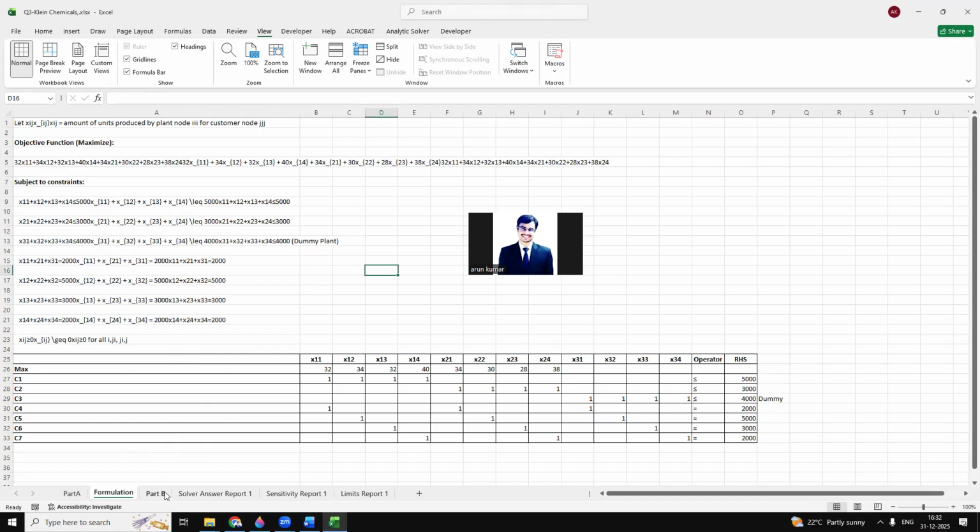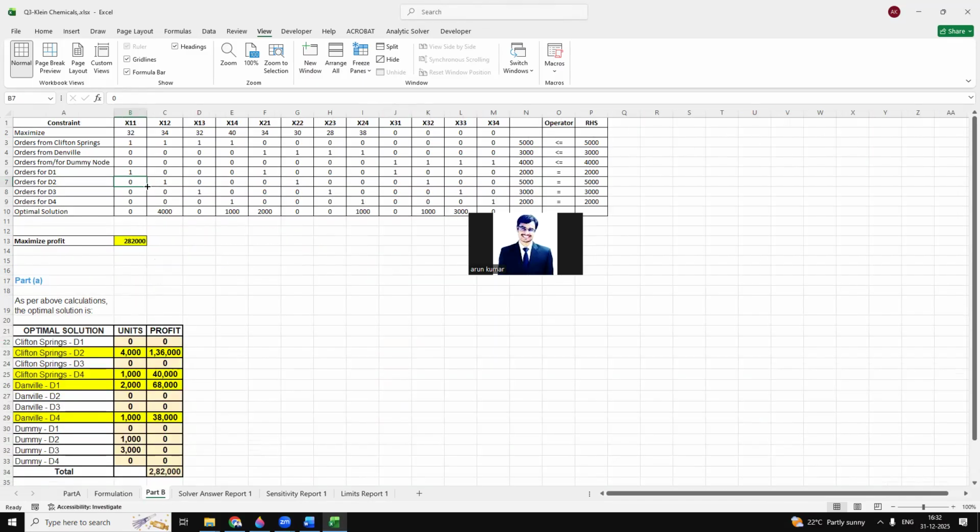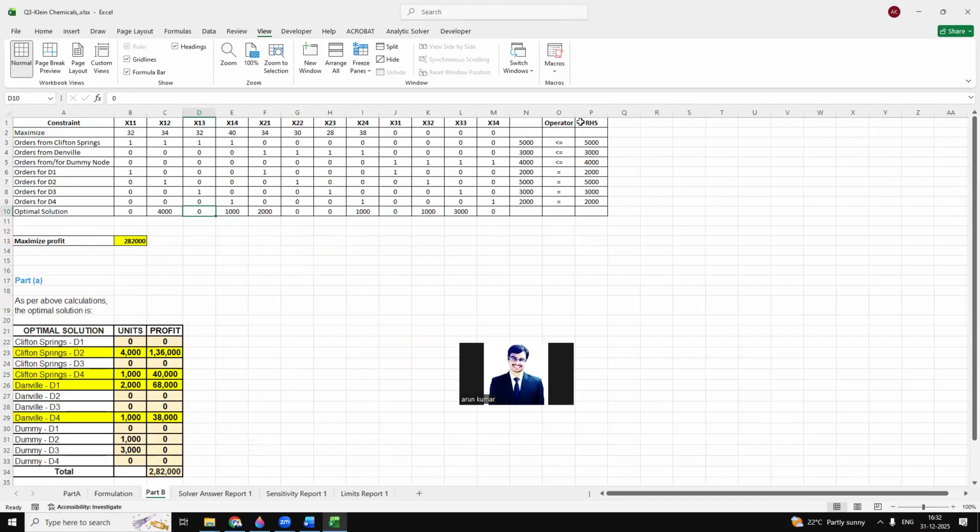So let me go through the Solver setup. As already discussed, these are our variables, and the goal is to maximize the profit. So I set up the operators and the optimal solution, and these are all our constants from row number 3 to row number 9. And here this one is our maximization of profit, which is the objective. So my objective value is 82,000.